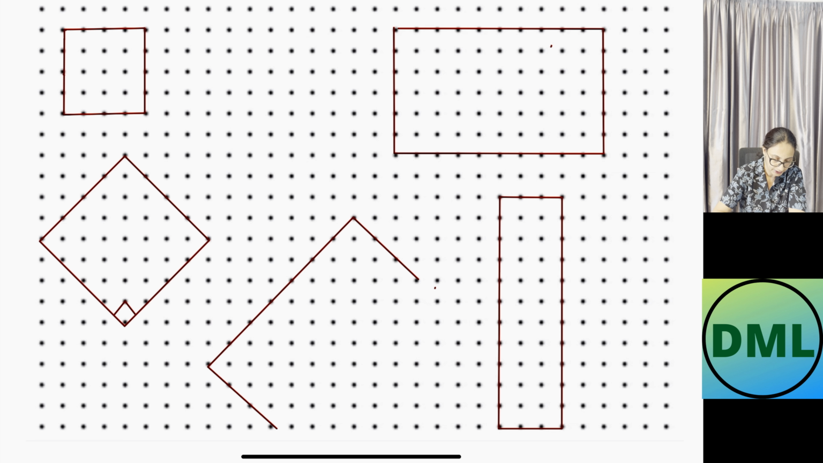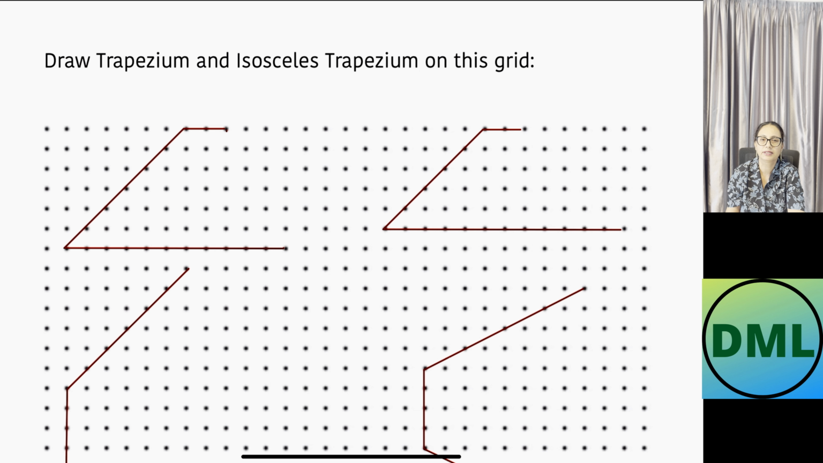Let's see another diagram here first. Draw trapezium and isosceles trapezium on this grid. I have to plot the trapezium. First, we should know the properties of the trapezium. The properties of the trapezium are the opposite sides are parallel, but they are of different length, and the other two sides are of different lengths.